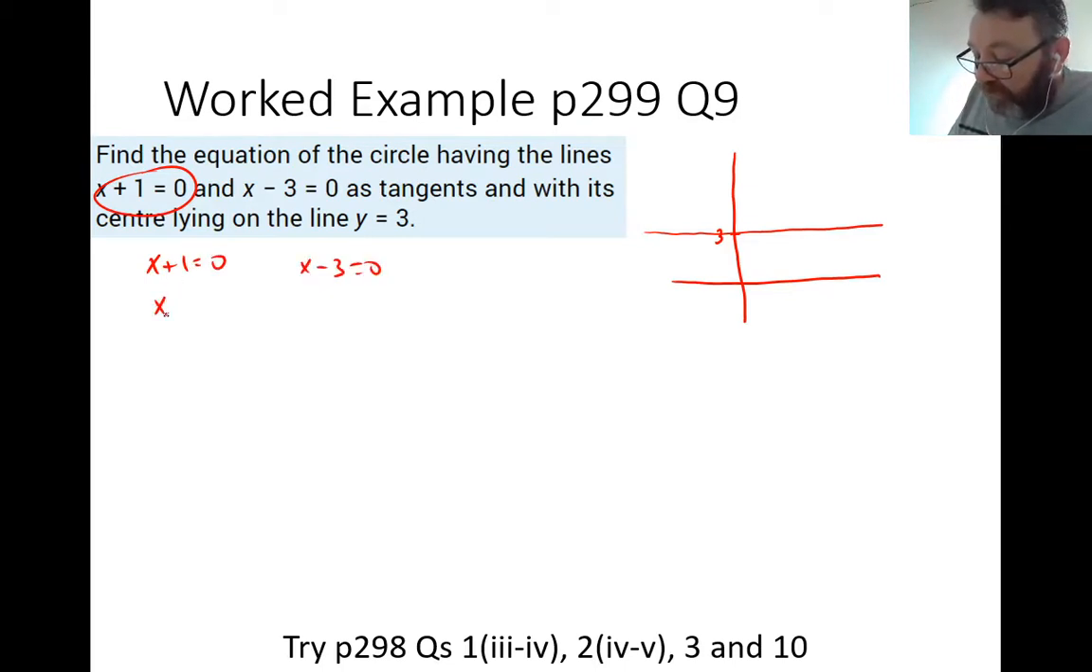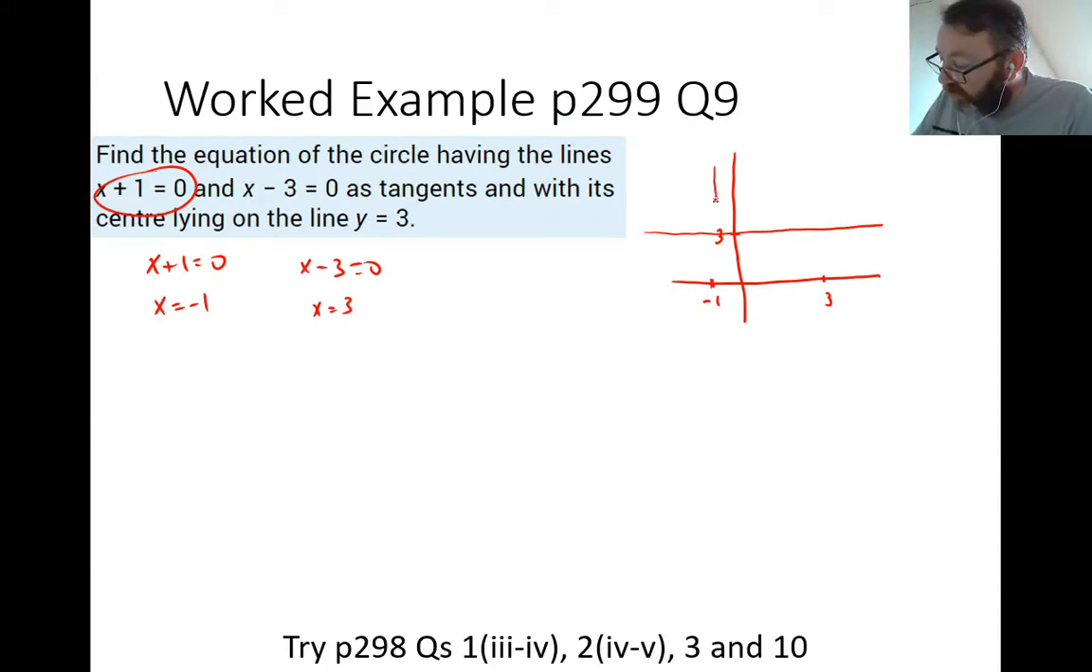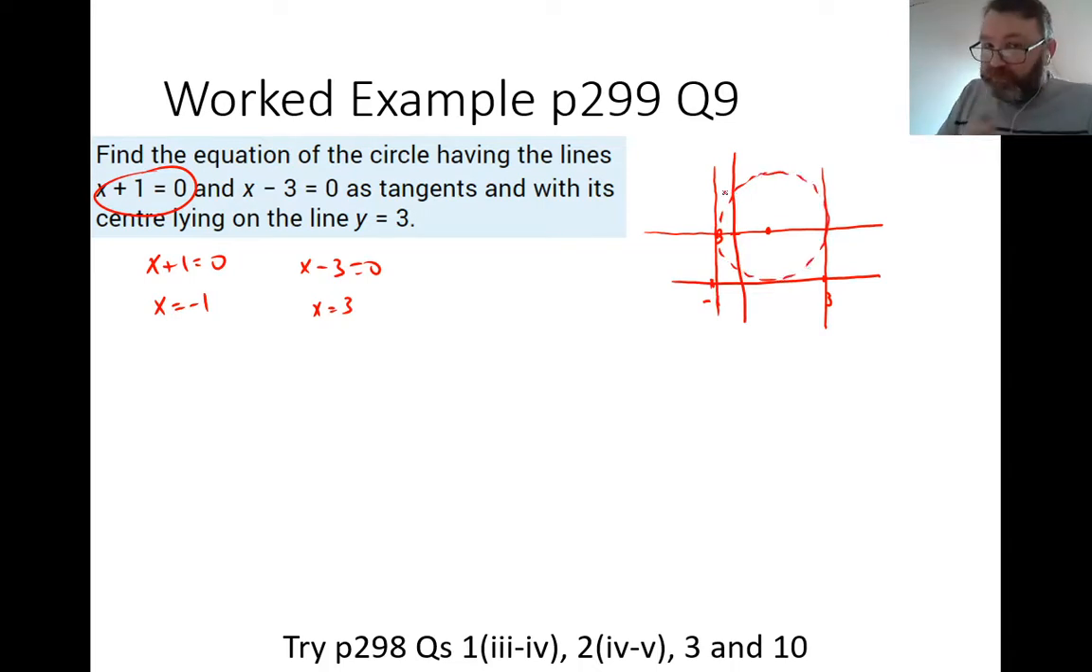Just rearrange that: x equals minus 1, x equals 3. They happen to be the tangents of the circle. So x equals minus 1 would be here, and x equals 3 would be here. So therefore, that line running through there and that line running through here are both tangents to the circle. So now I have an idea what my circle looks like. See that? Now that's what you've got to be able to do, and that comes from the previous chapter. I now have an idea as to what my circle looks like, and that's the key thing.